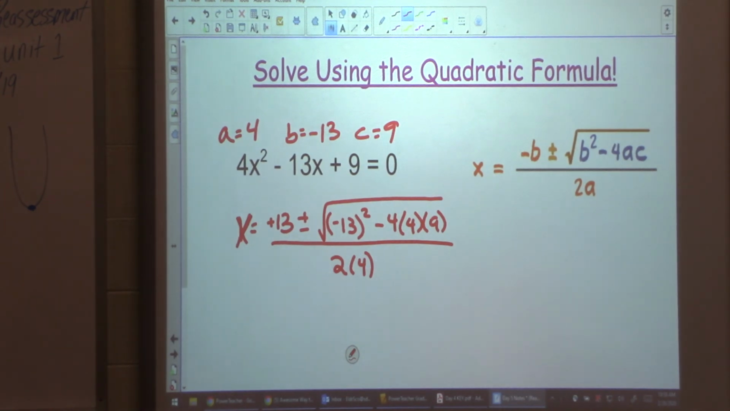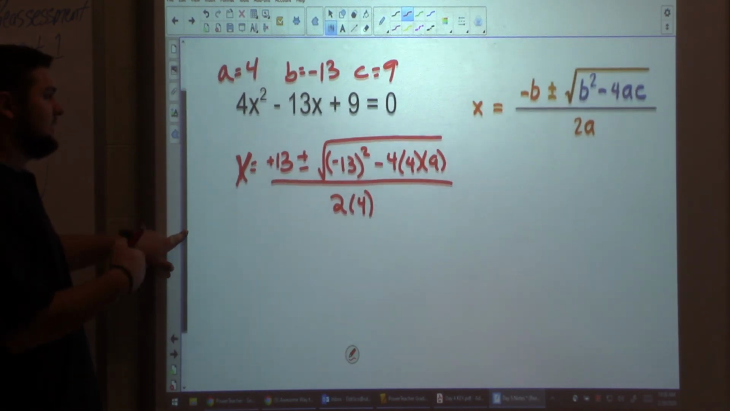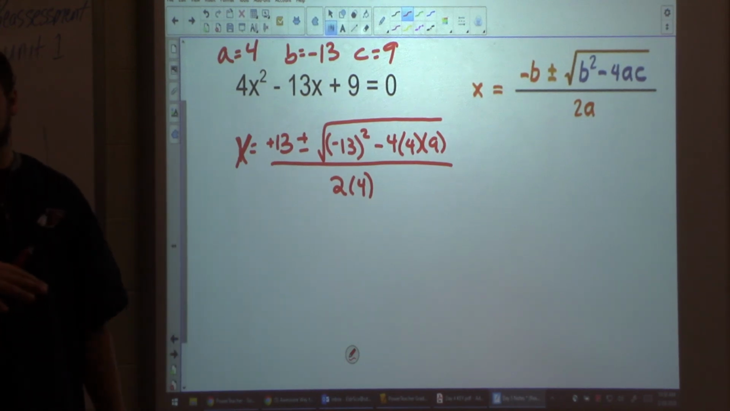Now, have I seen people try and put this whole thing in their calculator? Yes. And it works if you do it correctly, but is it very easy to make a mistake putting it in your calculator like this? Yeah. So, I would suggest at least solving it down a little bit before you put the whole thing in there. Okay?